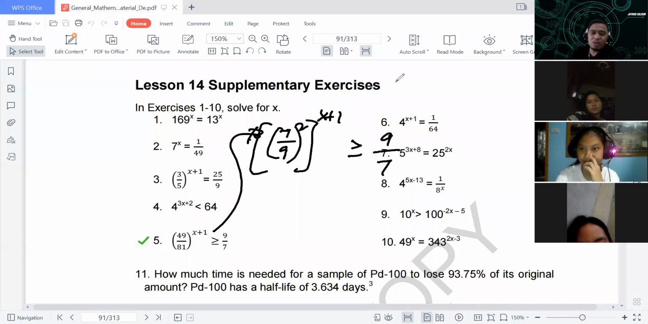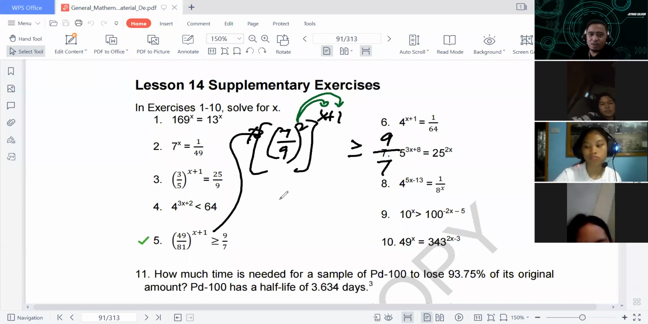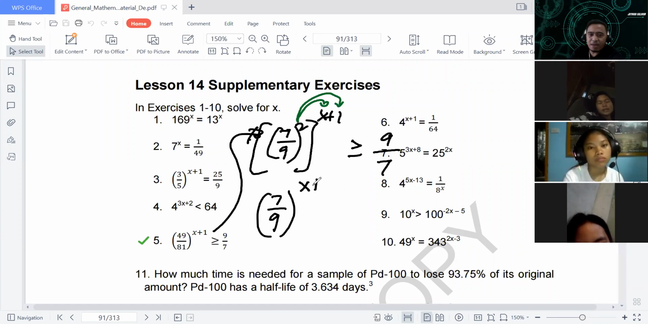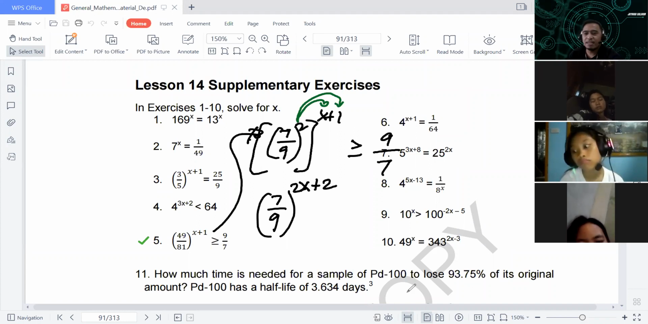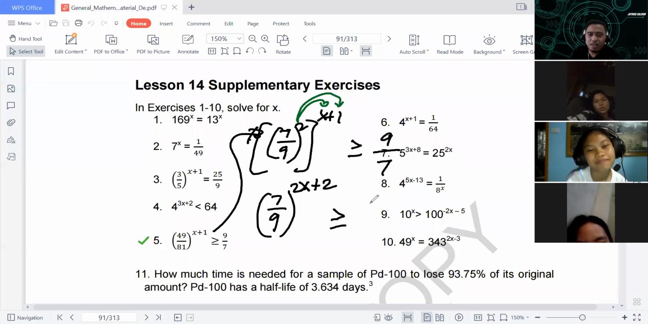Okay, next. We distribute the 2 in each term. So it will be now 7/9 raised to x plus 2x plus 2. Right? Okay. And it is greater than or equal to 9/7. Now, the problem is, do they have the same base? No. Okay, now I will remind you of this.